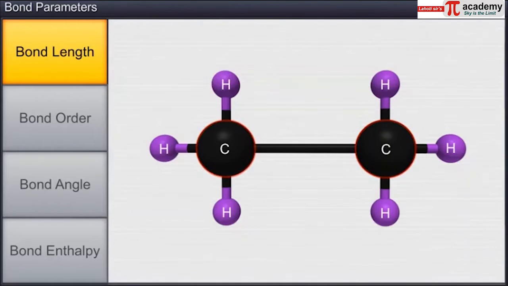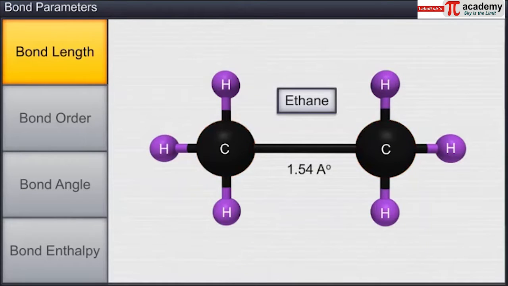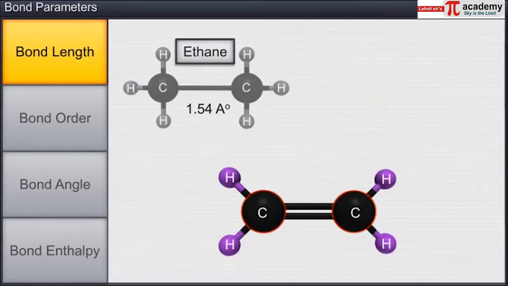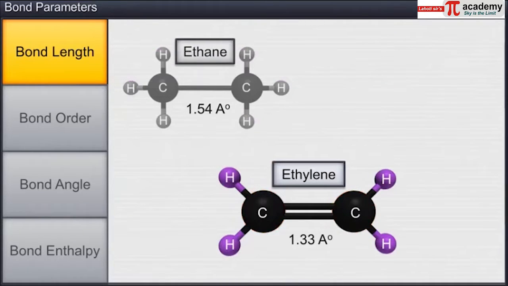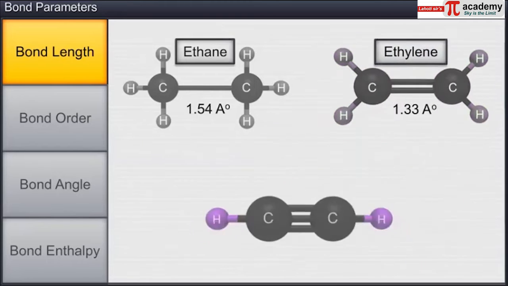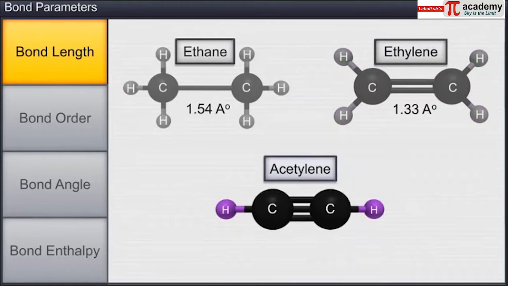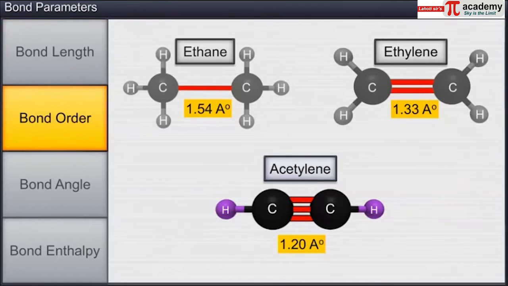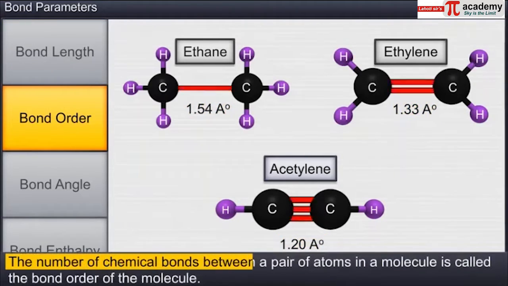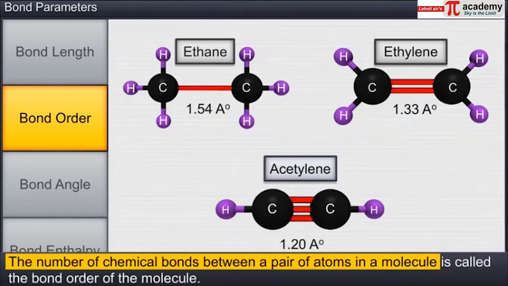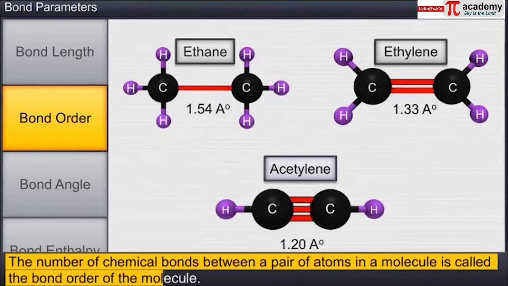The bond length between carbon atoms in an ethane molecule is calculated to be 1.54 angstrom units. The carbon-to-carbon bond length in ethylene is 1.33 angstrom units, while in acetylene it is 1.20 angstrom units. This difference in bond length leads us to our next parameter, bond order. The number of chemical bonds between a pair of atoms in a molecule is called the bond order of the molecule.